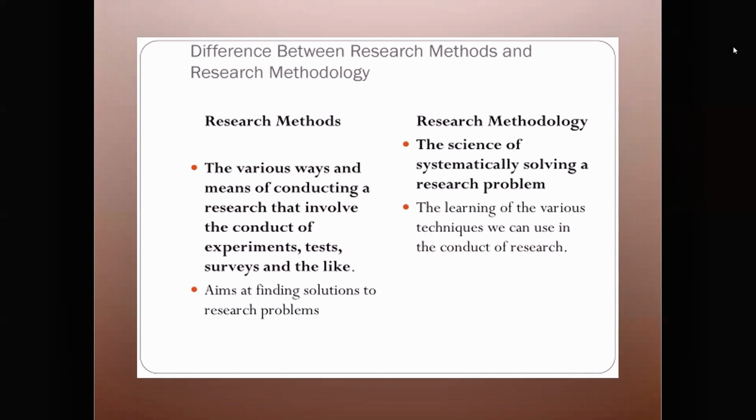So research methodology is talking about the science of systematically solving the problem in a research. Also, the learning of various techniques we can use in the conduct of research. Now, that's where you see somebody say, okay, like in economics, for example, we have different techniques that we can use to achieve our objectives. One of them is OLS, that's ordinary least squares. Under ordinary least squares, we have different analyses that we will also run.